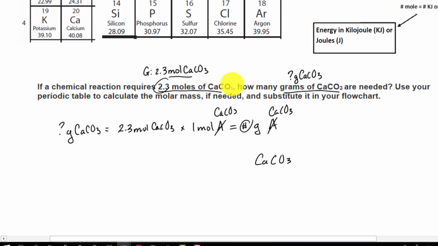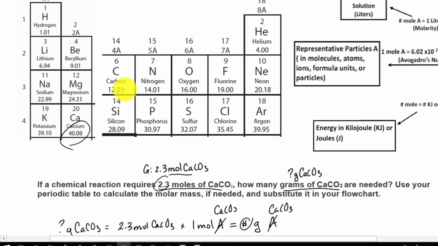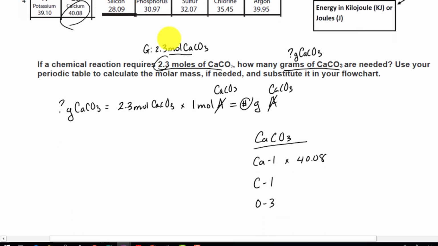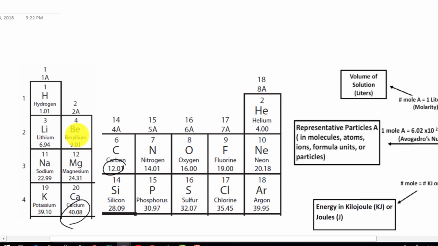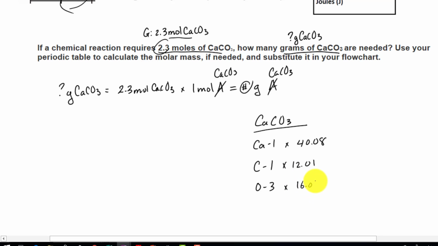Okay. And in this compound, how many Ca do we have? We have 1 Ca. How many C do we have? 1. And how many O do we have? 3. So what is the mass of calcium? Well, the mass of calcium is right here. So we have that times 40.08. And for carbon, what's carbon? Carbon is right here, 12.01. And this would be times 12.01. And for oxygen, I remember, is 16.00. So in this case, times 16.00.